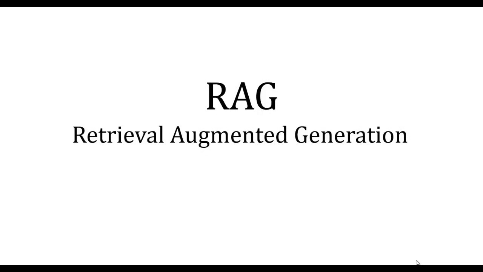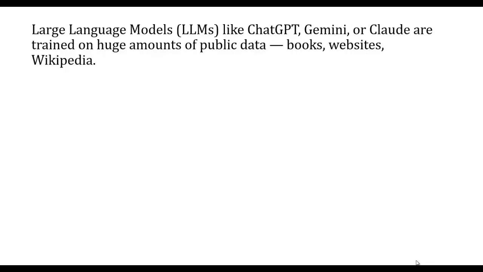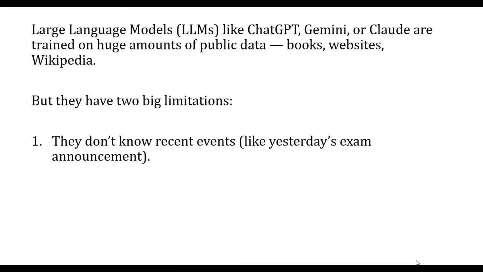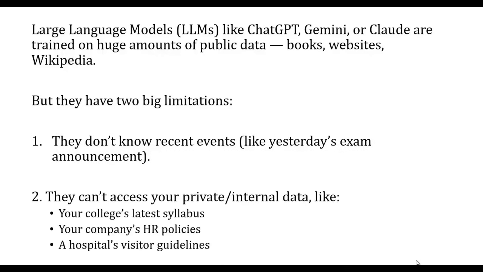So let's get started. Large language models, LLMs like ChatGPT, Gemini or Claude are trained on huge amounts of public data like books, websites, Wikipedia. But they have two big limitations. First, they don't know recent events like yesterday's exam announcement. Second, they can't access your private, meaning internal, data like your college's latest syllabus, your company's HR policies, or hospital's visitor guidelines. So these are two big limitations of LLMs.